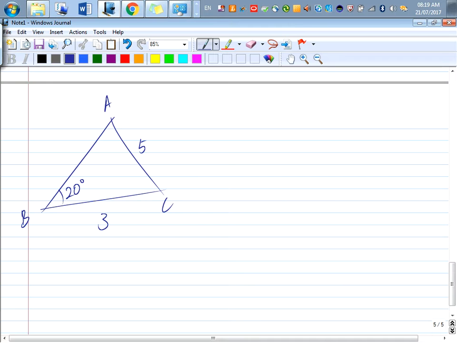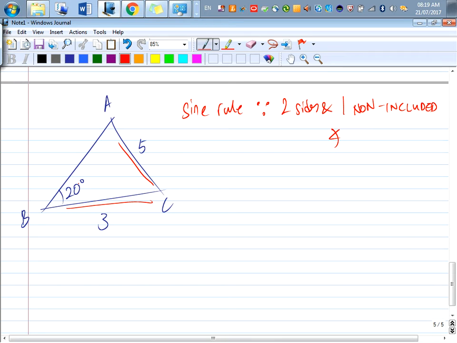Sine rule? Okay, then you must explain why, because some of your friends may still not know. Because two sides and one non-included angle. Okay, you have a 3 here, you have a 5. This is not included. So I use my sine rule. What is the possible question that they will ask? Yeah, possibly the question could be, what could they ask you to find?